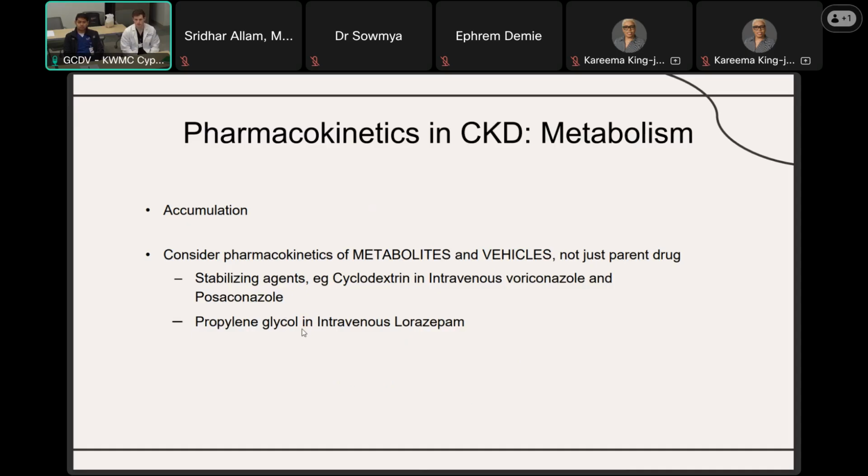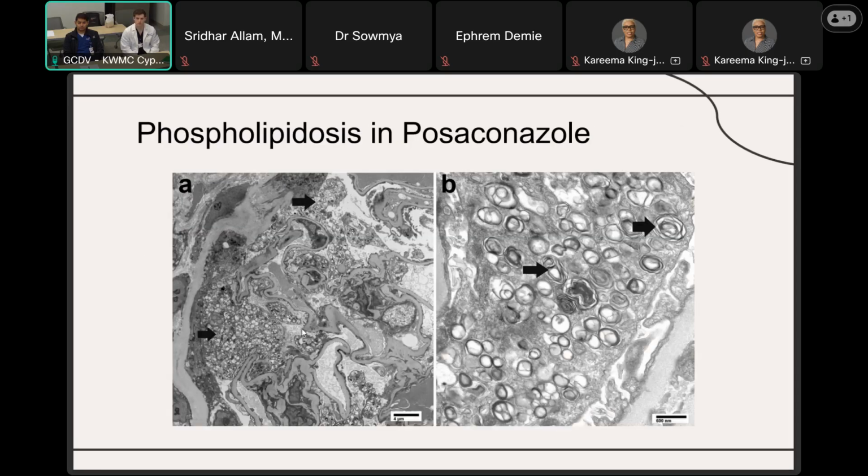What happens with cyclodextrin? Cyclodextrin is actually known to cause phospholipidosis. So this is an example of phospholipidosis in posaconazole, rare in humans, but very often shown in animals. So when posaconazole is given to people, the cyclodextrin vehicle in posaconazole can actually affect the epithelial cells as well as the podocytes and lead to deposition of phospholipids in these cells. So this is an example. This is a podocyte, and they are showing a lot of phospholipids development in the podocyte, and this patient came with proteinuria. Now, it's interesting because these phospholipids look like a laminated appearance in certain other kidney diseases, but yeah, this is actually because of the cyclodextrin.